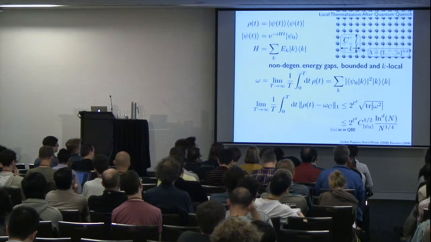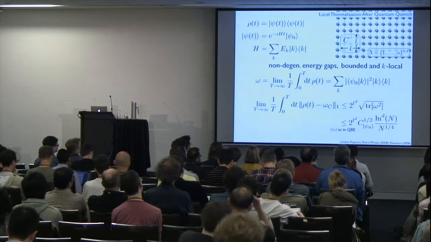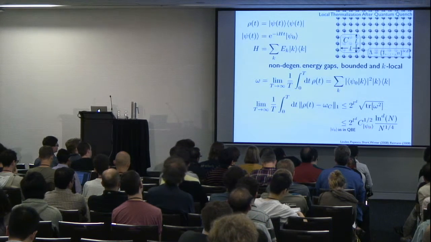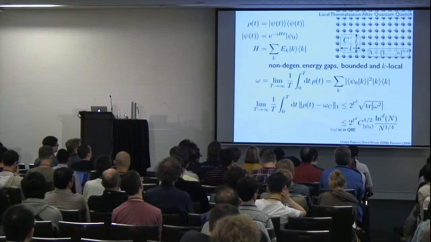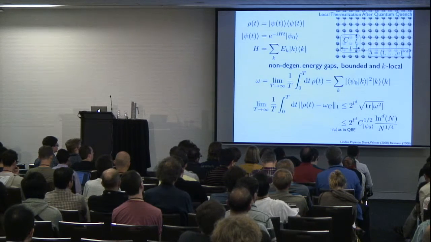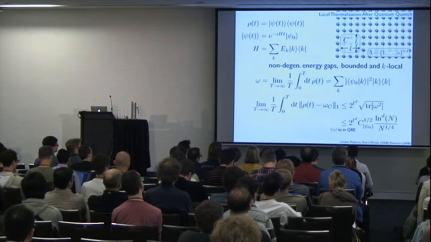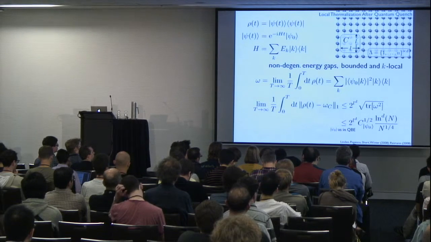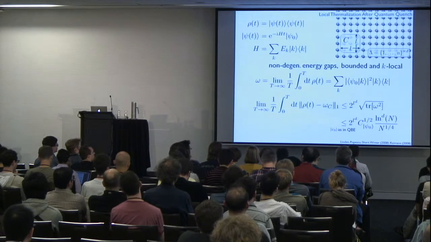This, of course, is how it scales in the system size: it goes down algebraically in N. And this constant basically just depends on the energy variance of the initial state. So for a given Hamiltonian and a given initial state, that's something that can be evaluated easily.